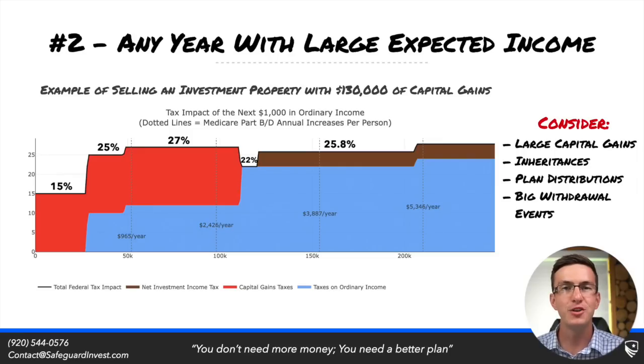Now, the next tax year that I recommend looking at is any year that you have a large expected spike in income. Now, this could come for a couple different reasons. For this couple's specific situation, we're looking at the example of selling an investment property with $130,000 of capital gains. So they previously had rental assets that they no longer want to carry into retirement based on the amount of work and complexity that it would require them in retirement.